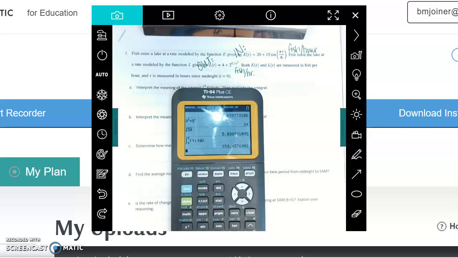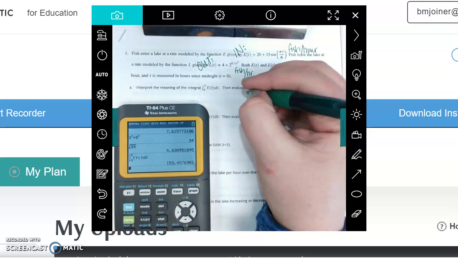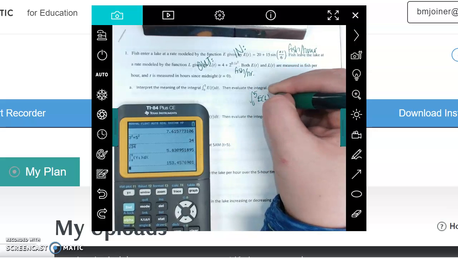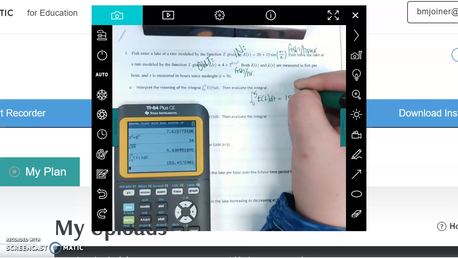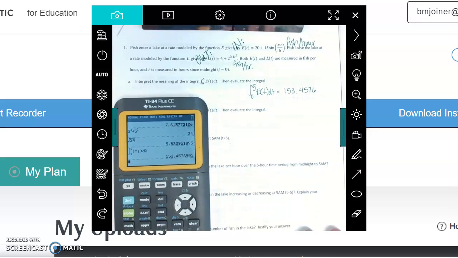Is that what you got? Yes. Okay. Alpha trace. And then as long as you already typed it in, it'll sub the name of the function in for you. So 0 to 5, E of t dt is 153.4576.